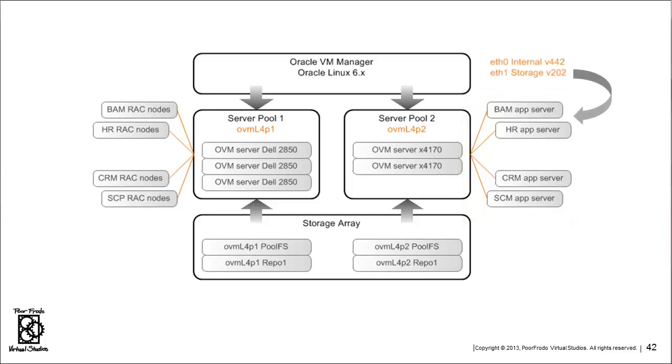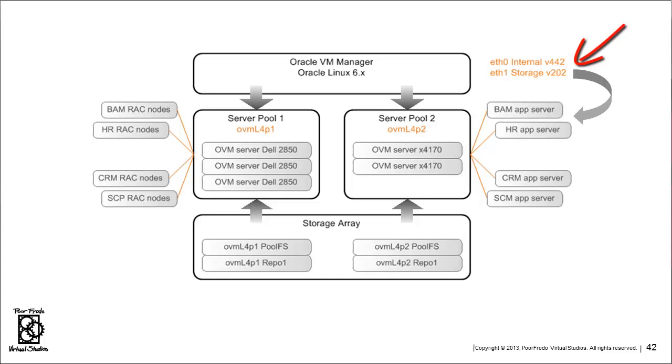The BAM and HR application servers are on the internal network only, so they only need 2 NetFront interfaces, ETH0 and ETH1. ETH0 on VLAN 442 is used for the internal facing network traffic like application communication between servers and middleware, as well as access to the guest operating systems by the application and support admins.